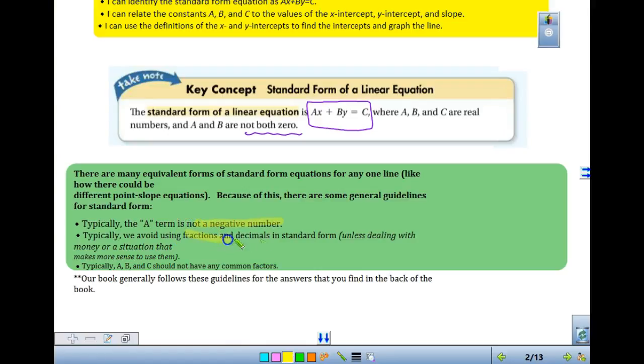Typically, we're not going to have fractions or decimals, okay? The only time is if they're telling us, like in some of our story situations, and it makes sense, that we're charging maybe $1.54 per pound of nuts or peanuts or something like that, and they give us a story situation, then you might have them. And usually they cannot have common factors, which means you want it in simplest form. Our book follows these same guidelines. You'll find it in the back of the book.